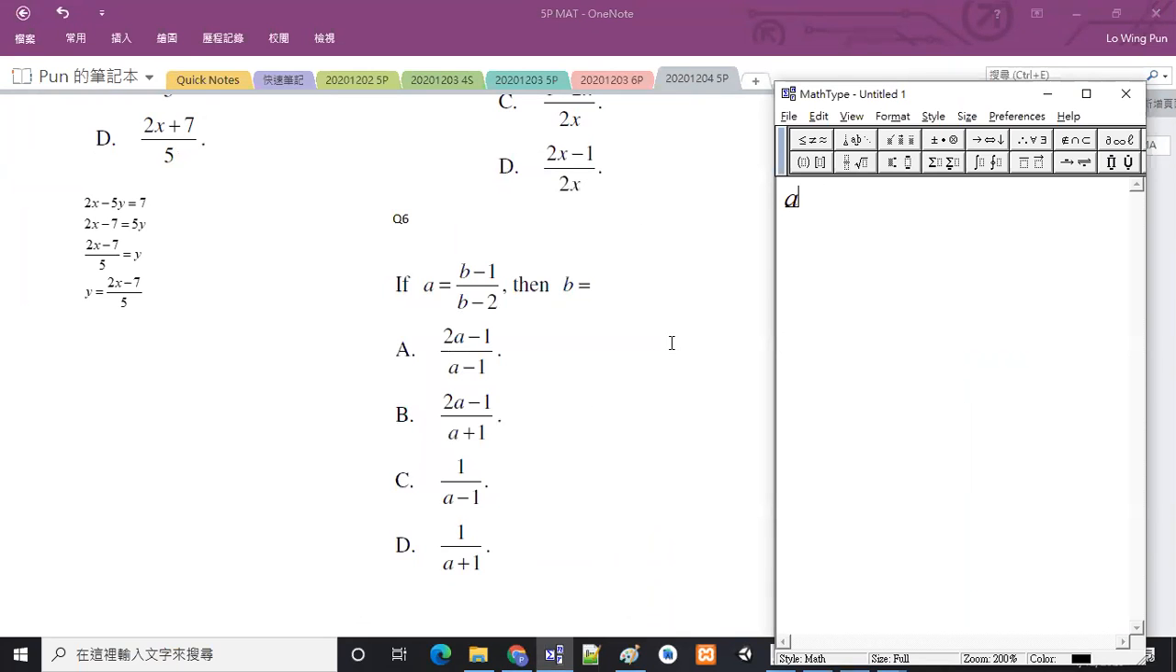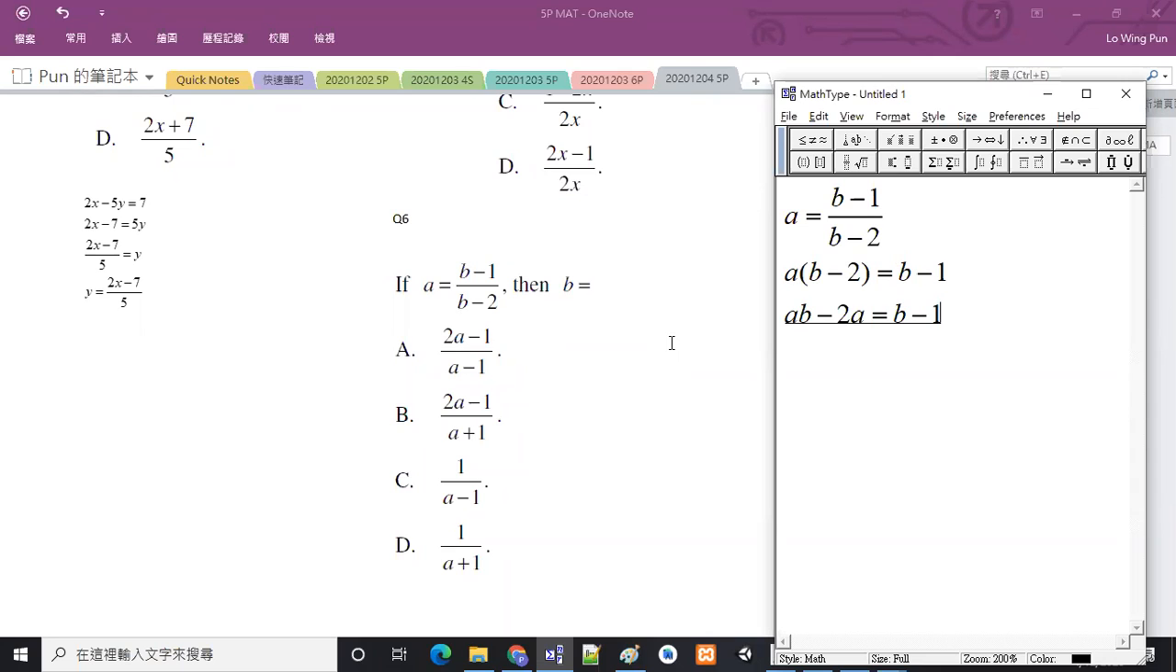So A is equal to b minus 1 over b minus 2, okay? And I want to change the subject to be b. And again, the right-hand side is just one single fraction. So we may multiply the denominator to the opposite side. So a times b minus 2 is equal to b minus 1, okay? And then we need to expand all the brackets. So ab minus 2a is equal to b minus 1.